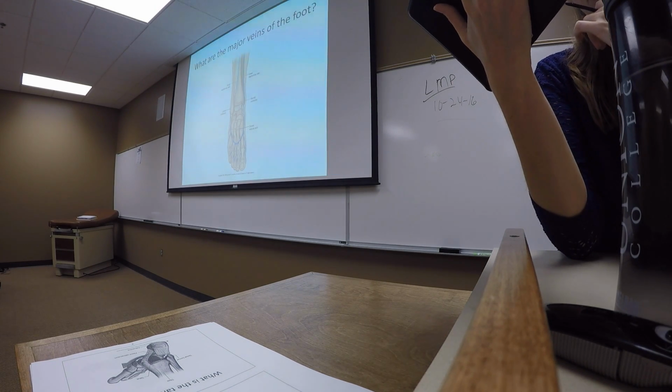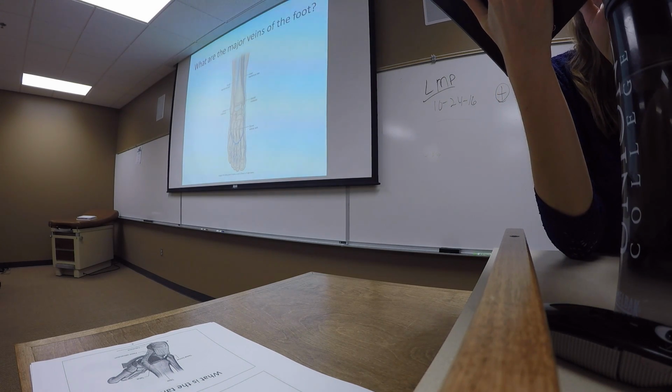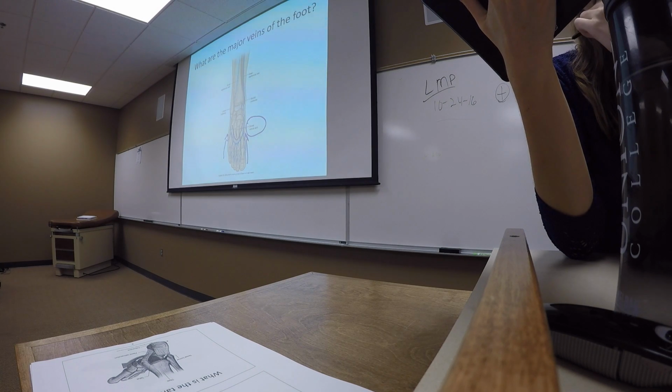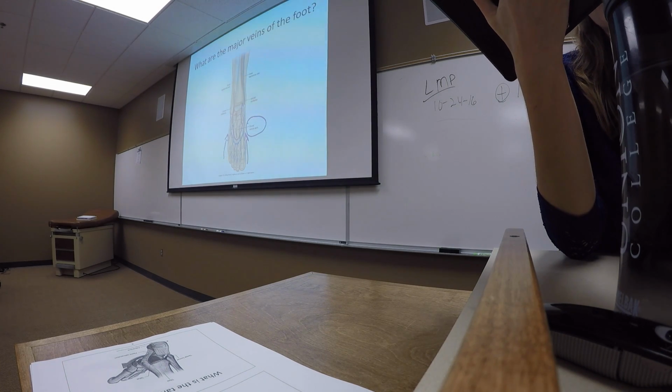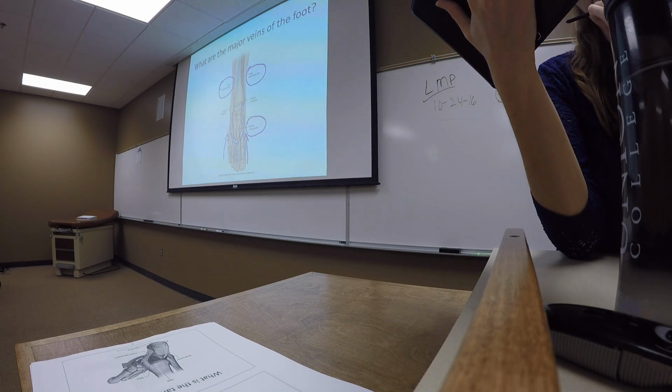All right, so major veins of the foot. We have all these little veins coming in from the digits that all empty onto the dorsal venous arch. That's a continuous vessel along the dorsal part of the foot. Then that continues on past the medial and lateral malleolus and becomes the great saphenous vein and the small saphenous vein that we've talked about before.